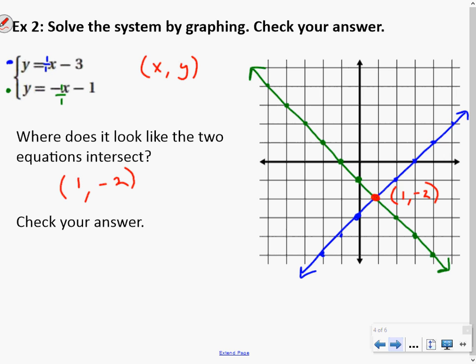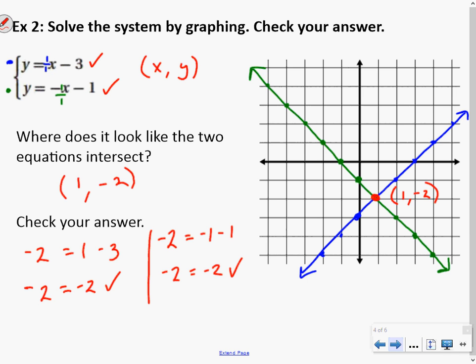So let's see, let's plug in 1 for x, -2 for y. So for the top equation, 1 minus 3 is -2, so that checks out. So that is our solution to the top equation. We just need to verify it works for the second equation. So we're plugging in -2 for y, we're plugging in 1 for x, and again, it checks out.